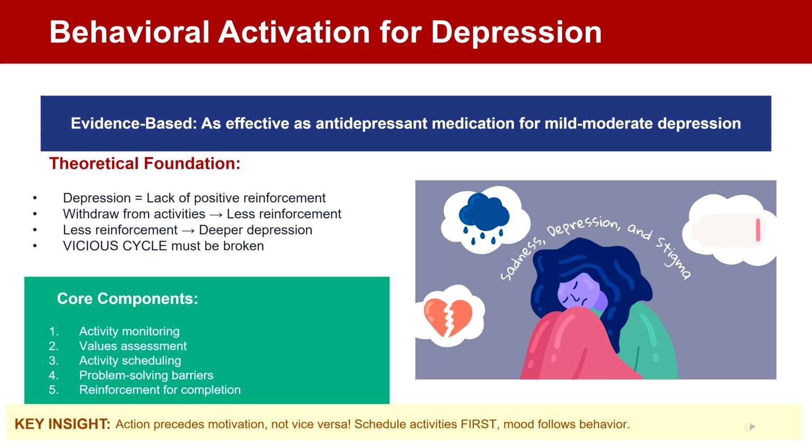We start with activity monitoring to establish a baseline. Then we conduct a value assessment. What matters to this person? What brought them joy before depression? Next, we schedule activities aligned with those values, starting small and gradually increasing. We problem solve barriers proactively and we reinforce completion of scheduled activities.